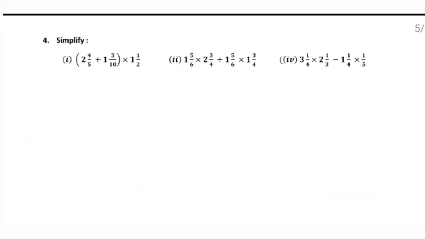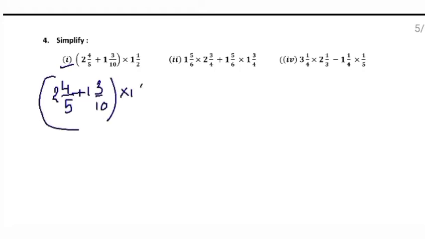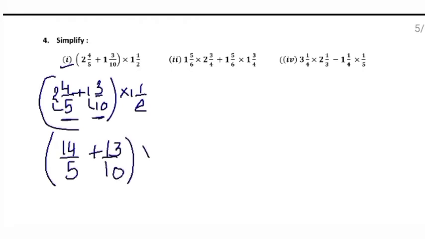Now the next question is simplify, and its first part is 2 whole 4 upon 5 plus 1 whole 3 upon 10, and outside the bracket this is 1 whole 1 upon 2. Now these are in mixed fraction, so change them into the improper fraction. 5 2s are 10 plus 4, 14 upon 5 plus 10 ones are 10 plus 3, 13 upon 10. 2 ones are 2 plus 1, 3 upon 2.